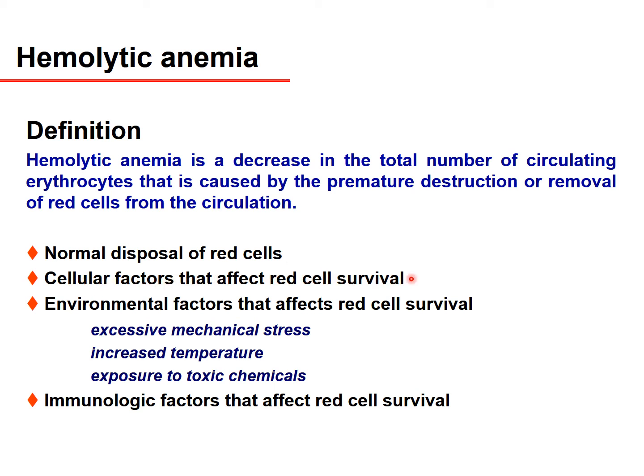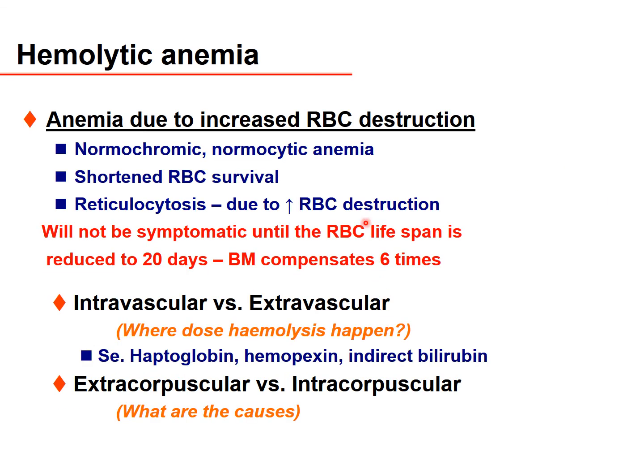Usually it can be a cellular factor, the enzymes that are located inside the red blood cells, or the cytoskeleton that is affecting the red blood cell survival. However, there are some environmental factors that affect the red blood cell survival, such as excessive mechanical stress or increased temperature or toxic chemicals in the circulation that also affect the lifespan of the red blood cells. But there are some immunological factors that again can alter the red blood cell survival. So hemolytic anemia means that we have an increased red blood cell destruction.